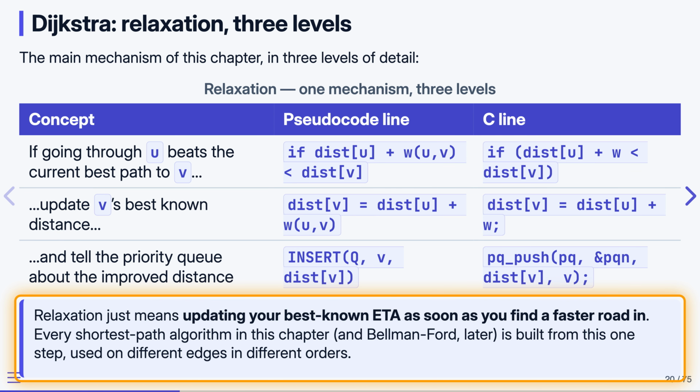Relaxation just means updating your best known arrival time as soon as you find a faster road in. Every shortest path algorithm here is built from this one step, used on different edges in different orders.